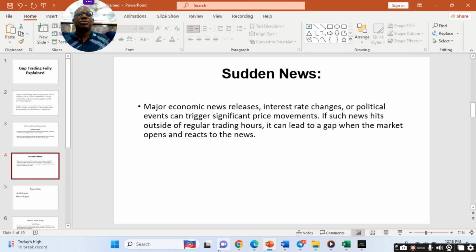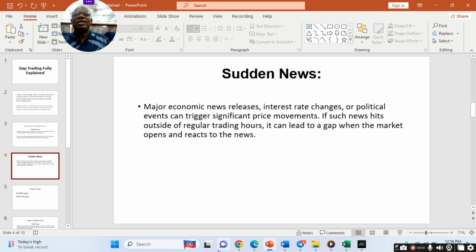Now, how do you trade it? As I said, sudden news, major economic releases, interest rate changes, and political events can trigger a significant price jump. I have explained these things. So if those news items are out, regular traders react, and it can lead to a gap when the market opens and reacts to the news.